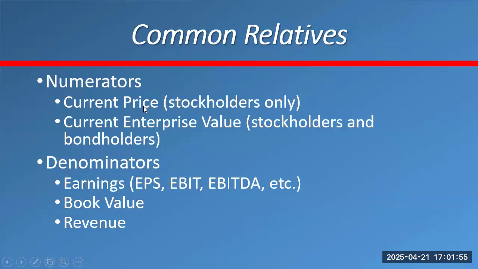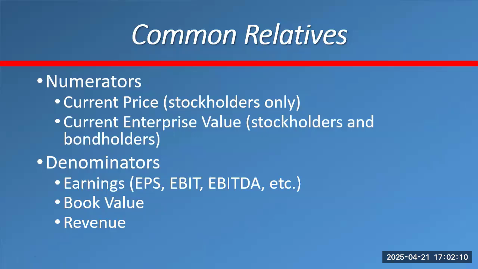Earnings per share, you use price, because that's net income after interest expense. What about EBITDA? What would you use? Enterprise value, because it's before interest. All right. Book value. Book value of the firm. That's their assets minus liabilities.